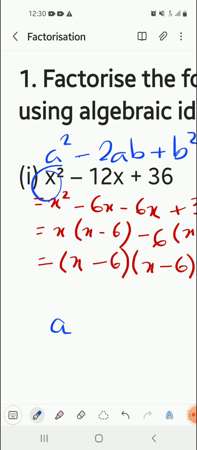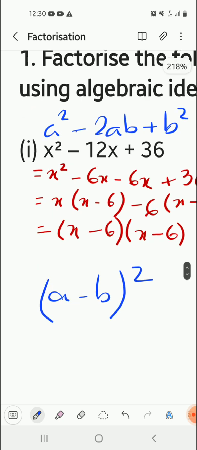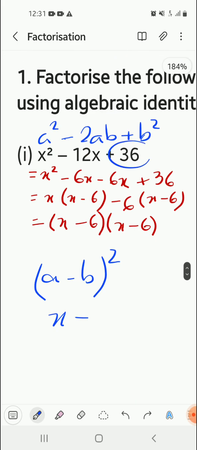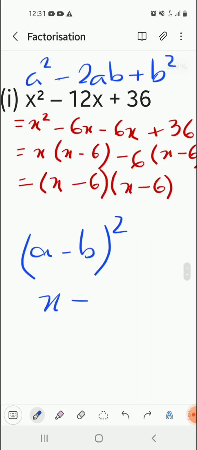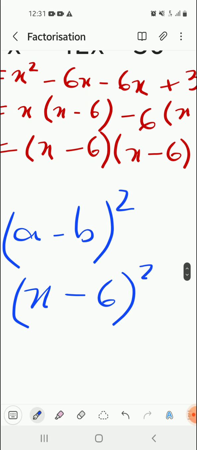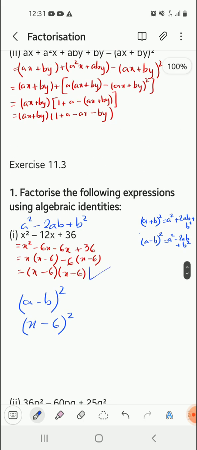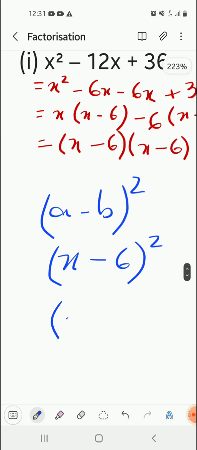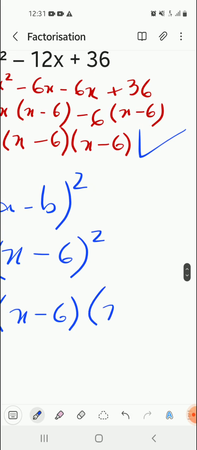So a over here is x actually. So this is basically (a minus b) whole square, where a is x and b square is 36, which means b will be 6, the square root of 36. So x minus 6 whole square. So you can see this is what we have got, x minus 6 into x minus 6, it actually means (x minus 6) whole square. We can break it up and write it down twice, x minus 6 and x minus 6. Hardly makes any difference.